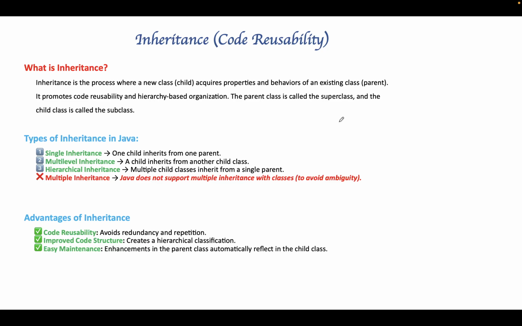Advantages of inheritance: code reusability, avoids redundancy and repetition, improves code structure, creates a hierarchical classification, easier maintenance. Enhancement in the parent class is automatically reflected in the child class. Now, what does this mean? You don't need to create a method again and again. Suppose that your father has some features, you have created that class for him, and you have the same common behaviors as your father. You don't need to put them inside your class. You can just inherit them from your father along with your own behavior. That's how inheritance is achieved.